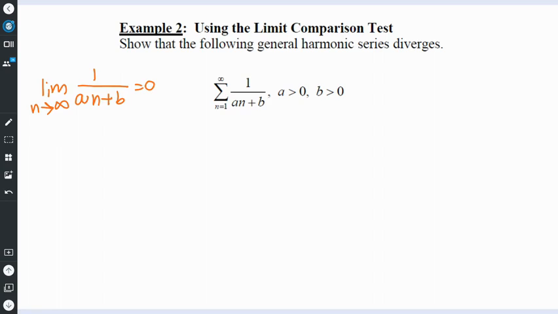Comparison. What are we comparing it to? 1 over an. Wait. You could use 1 over an, but what about just 1 over n? Wouldn't that also work? Yeah, that would work, right? We don't know what the value of a is, and we don't know what the exact value of b is.